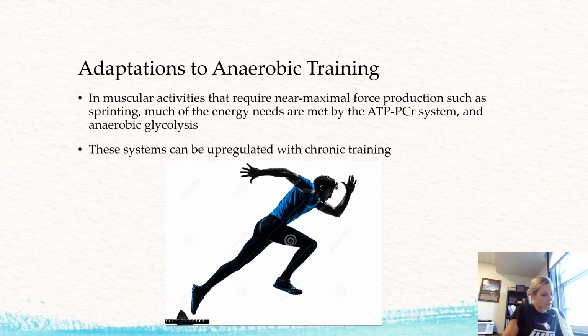So what about the adaptations to anaerobic training? Again, in muscular activities that require near maximal force production, such as sprinting, much of the muscular needs are going to be met by the ATP PCR system and then anaerobic glycolytic system. And we're going to stop here because we're going to talk about some of these adaptations in class and how we can kind of upregulate these with chronic training.